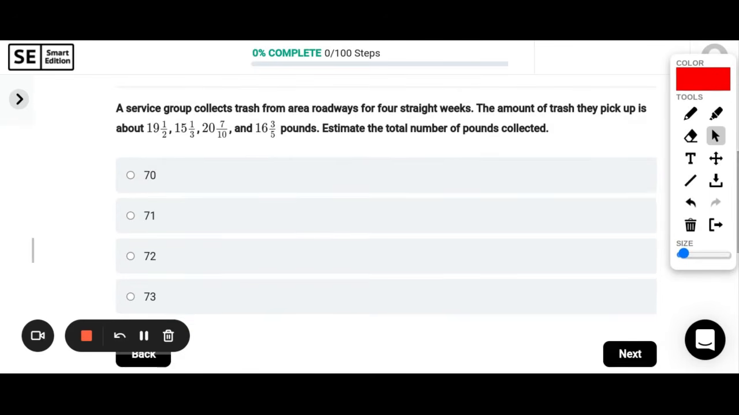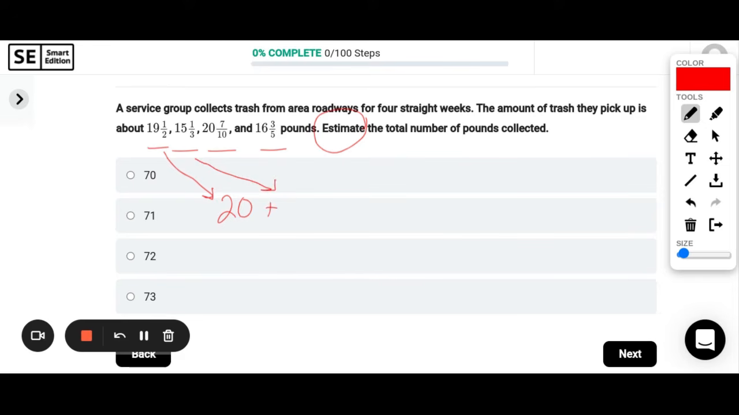Okay. A service group collects trash from area roadways for 4 straight weeks. The amount of trash they pick up is 19 1/2, 15 1/3, 20 7/10, and 16 3/5. Estimate the total number of pounds collected. So when we have to estimate, this is a question about rounding and seeing what we're going to be close to. So I'm going to round each of these numbers first. So 19 1/2, if we were to round that to the nearest whole number, that would be closer to 20. Okay, 1/2 would round up to 20.